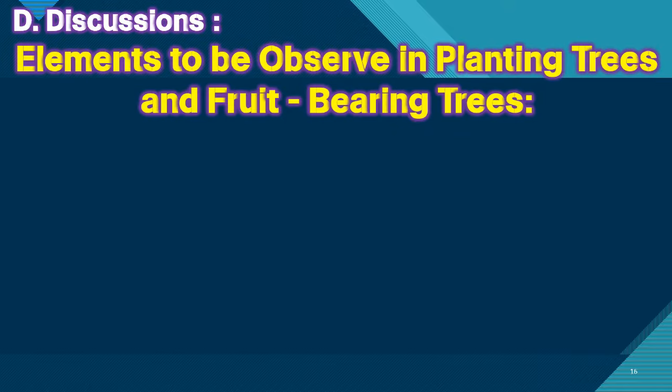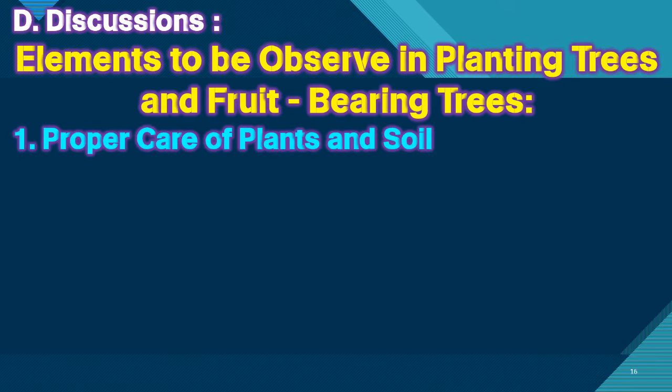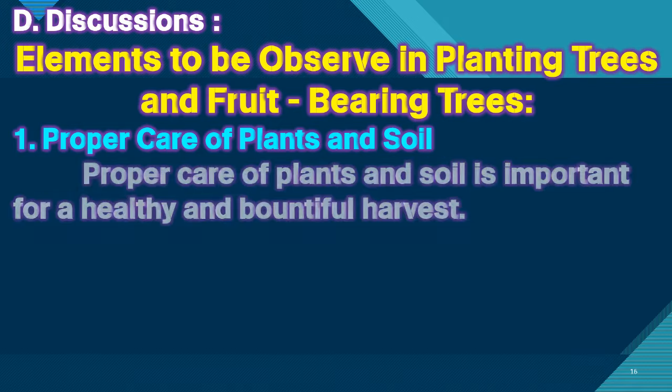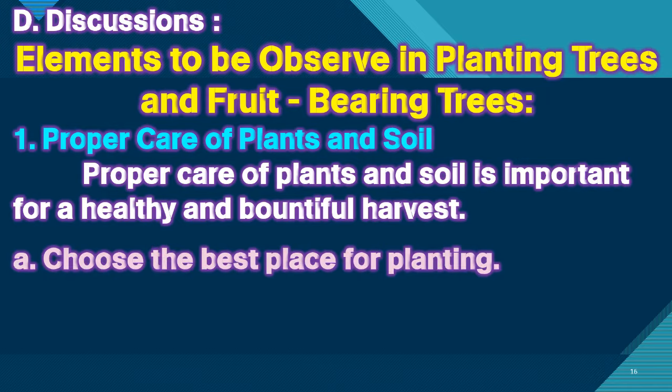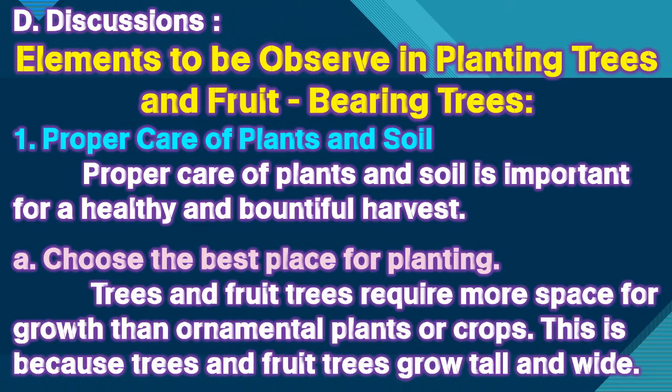Elements to be observed in planting trees and fruit-bearing trees. 1. Proper care of plants and soil. Proper care of plants and soil is important for a healthy and bountiful harvest. A. Choose the best place for planting. Trees and fruit trees require more space for growth than ornamental plants or crops. This is because trees and fruit trees grow tall and wide.